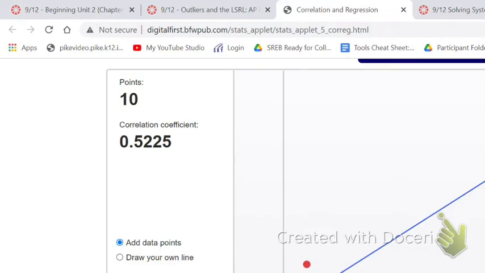You guys have 10 minutes to investigate this on your own, and then we're going to go over it together. All right.